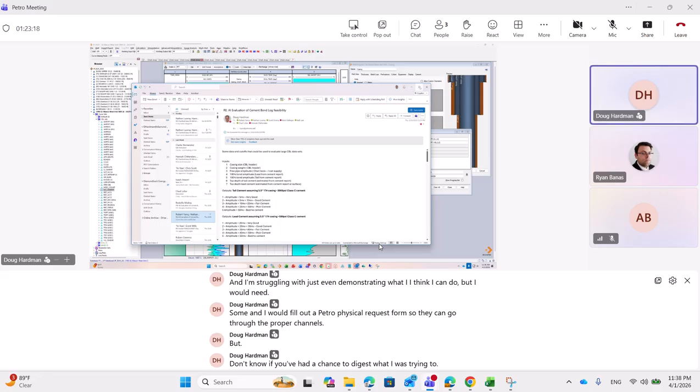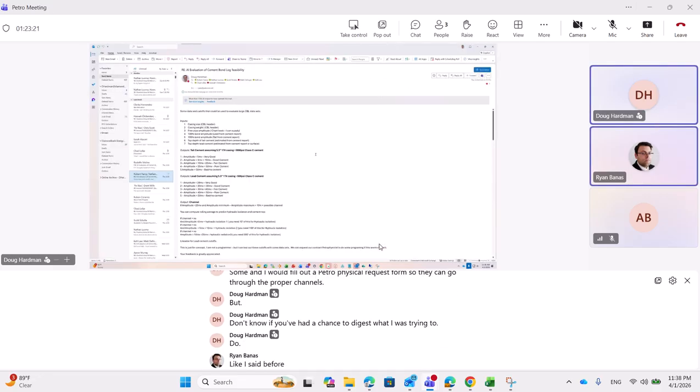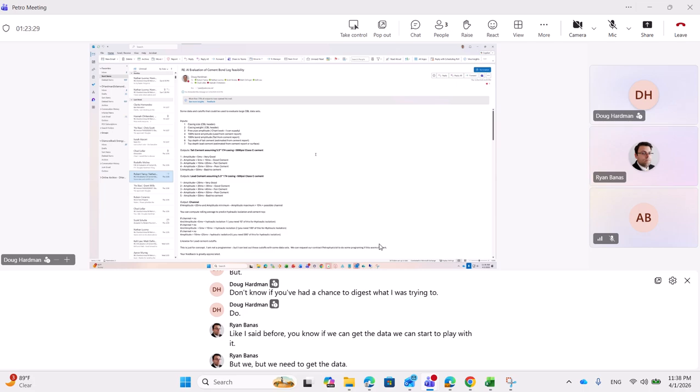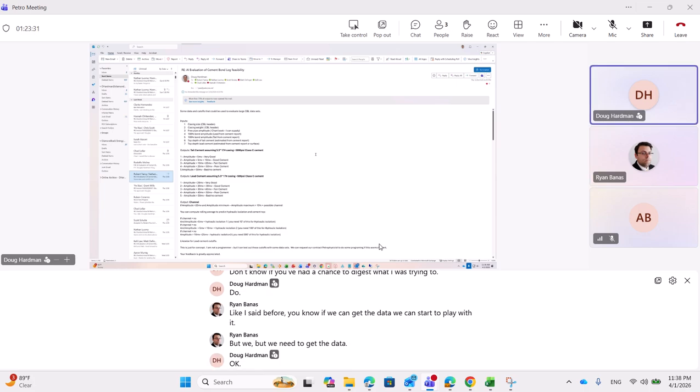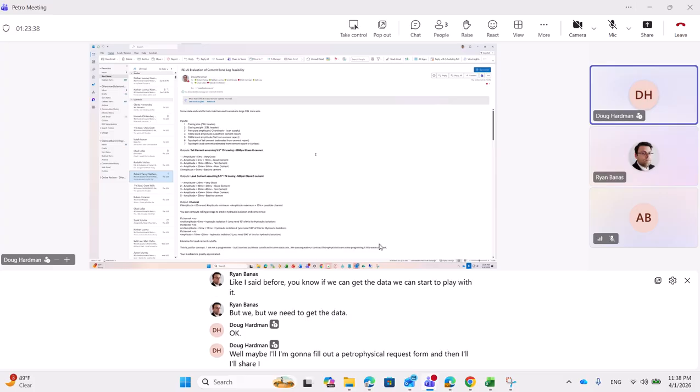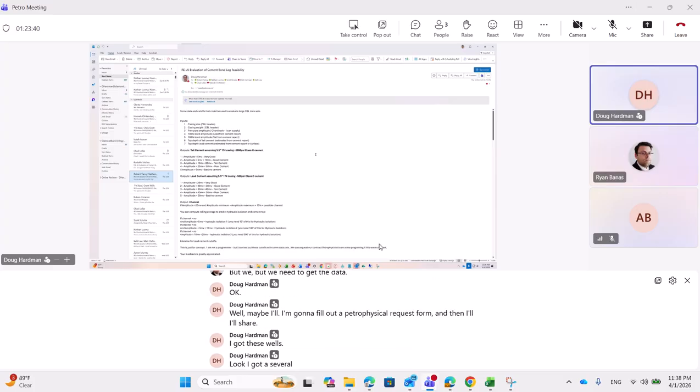But I don't know if you've had a chance to digest what I was trying to do with this. Well, like I said before, if we can get the data, we can start to play with it. Yeah. But we need to get the data. Okay. Well, maybe I'm going to fill out a petrophysical request form, and then I'll share. I got these wells. I got several loaded that we can test this out.